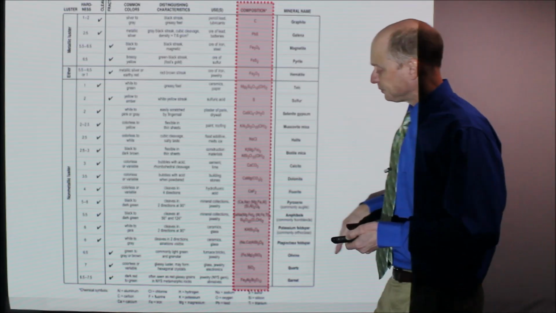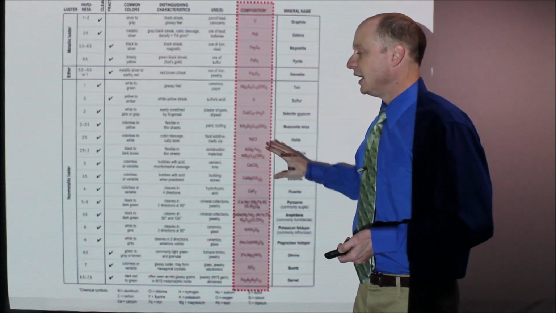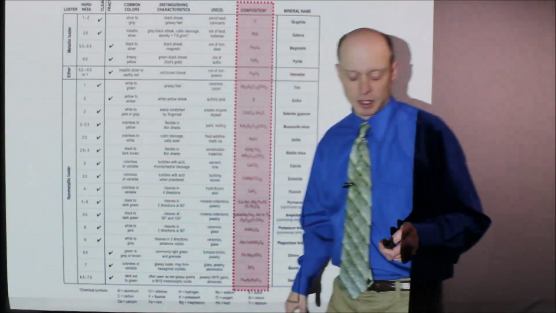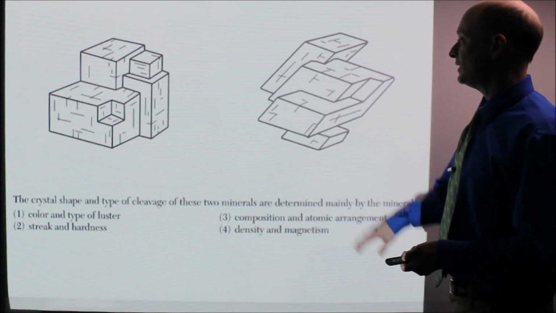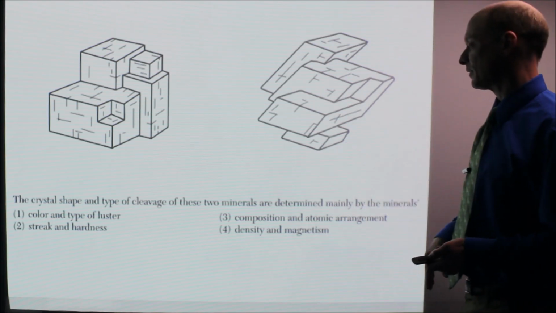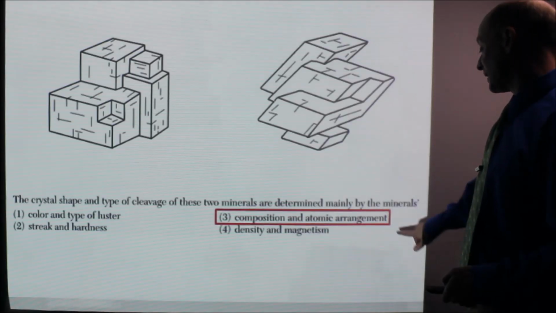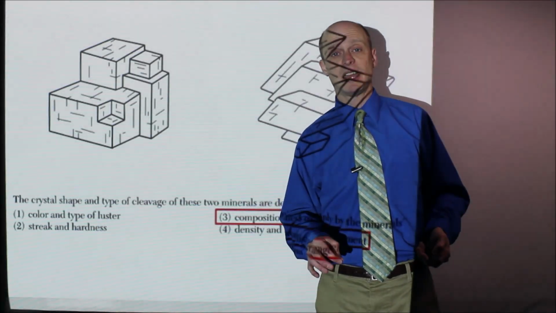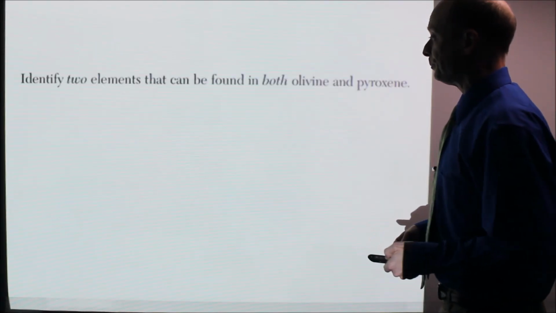The composition, as I pointed out, for each of the minerals is listed here, and often referenced at the front. At the bottom of the page, they have some of the element names here, so know that that's on there as well. So here is a question, and it has these two minerals here. The crystal shape and type of cleavage of these two minerals are determined mainly by the minerals' composition and atomic arrangement. So it gives you an example of some questions that may come up on this.